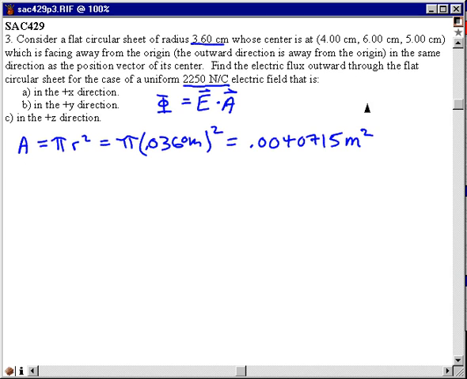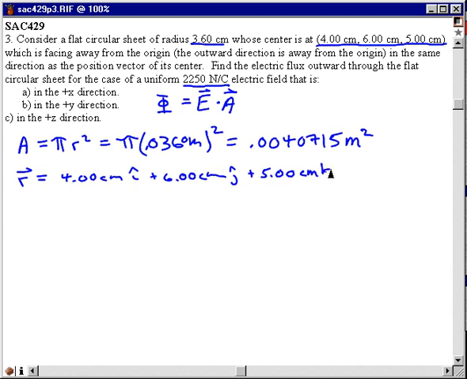They say the direction is the same as the position vector for the center of the circle, where the center of the circle is at this position. The position vector extends from the origin to that position, and can be expressed as r is equal to 4 centimeters times I plus 6 centimeters times J plus 5 centimeters times K.